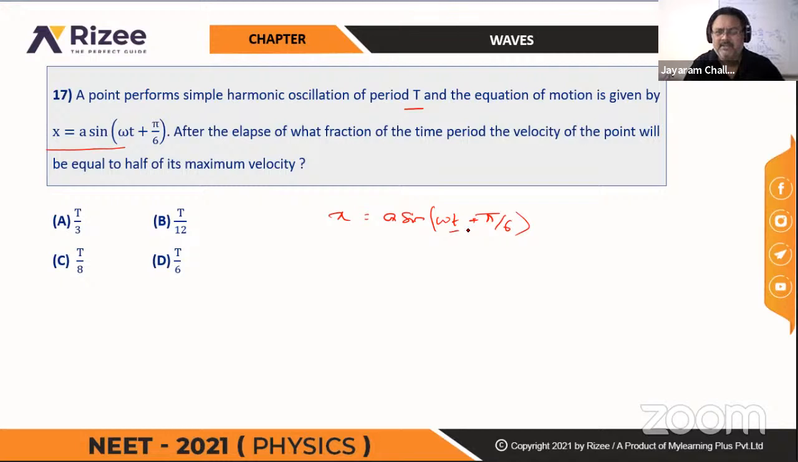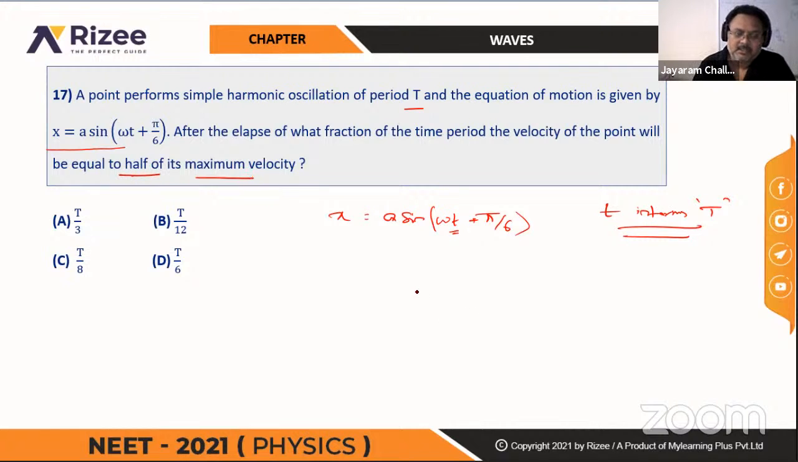So that means we need to find out this particular t. We have to find t in terms of capital T. He is asking what is the condition: velocity should be equal to half of its maximum velocity. Okay, so the velocity of the particle at any particular instant is v = ω√(a² − x²). And this velocity he has stated is half of the maximum.